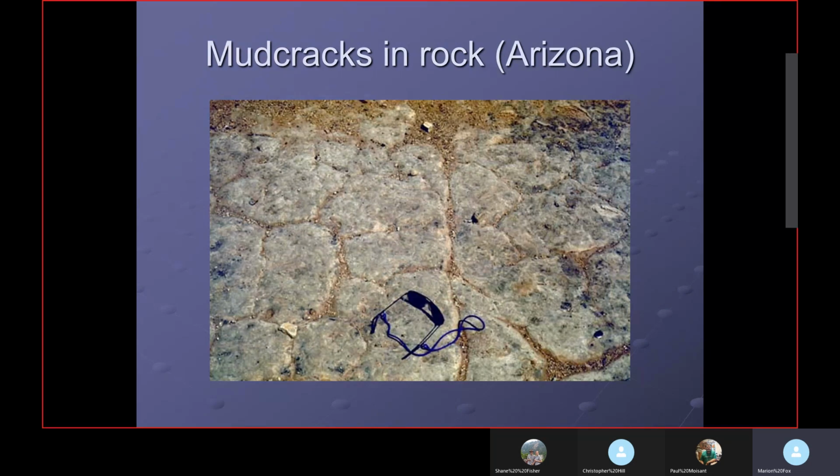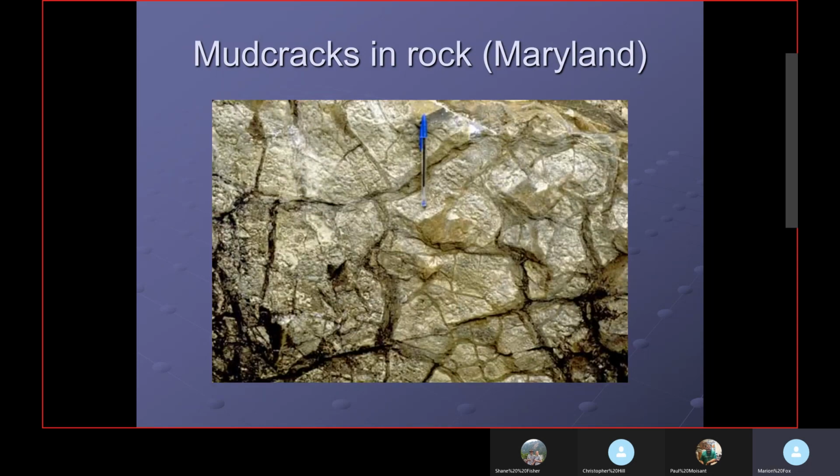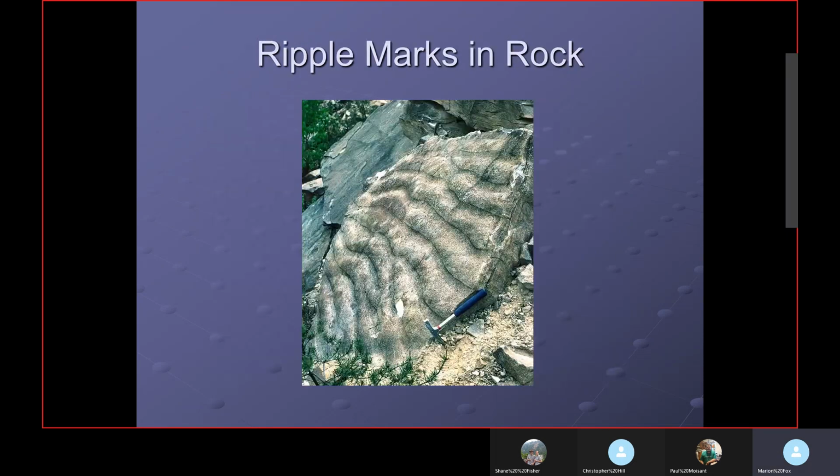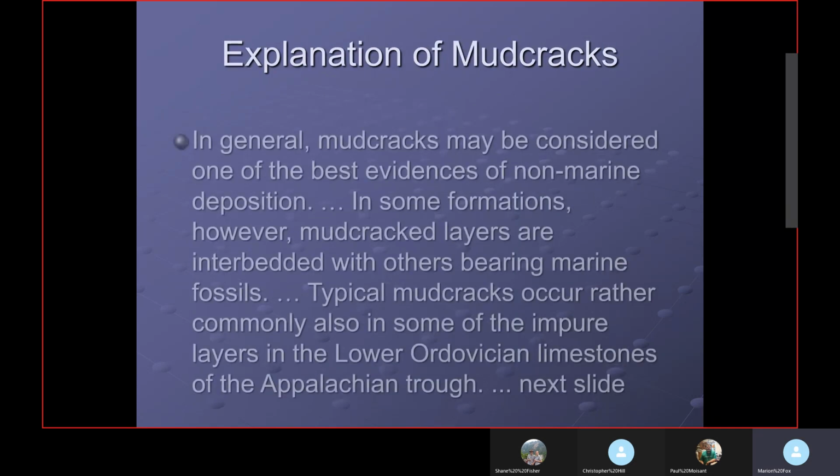Here's a picture of some mud cracks in rock in Arizona, and you can see it there. And here's another one in the state of Maryland, mud cracks. And here's some ripple marks in rock. And again, the winds blowing the water would form ripples.